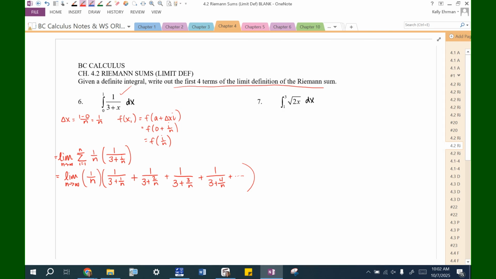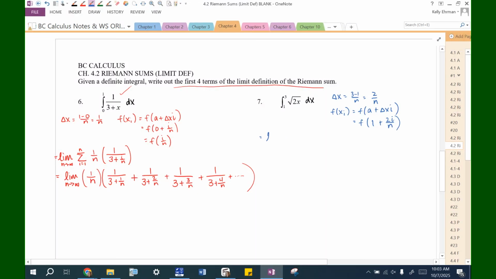All right, let's take a look at number 7. First let's do delta x. It's 3 minus 1 over n, which is 2 over n. F of x sub i should equal f of a plus delta x times i. So that's f of a, which is 1, plus delta x, 2 over n, and I'm going to put the i up there with it.